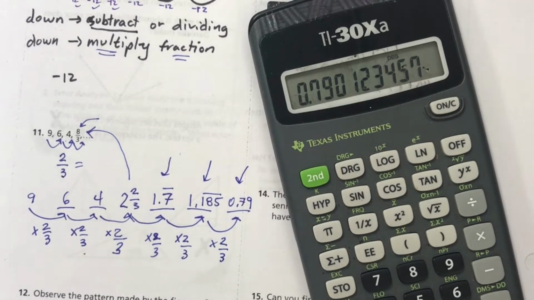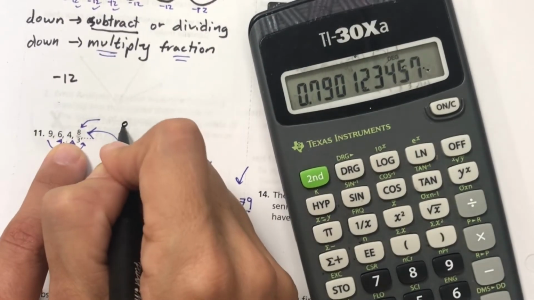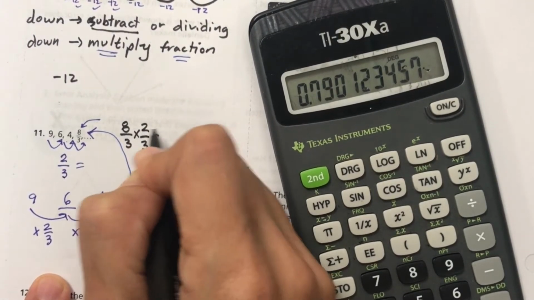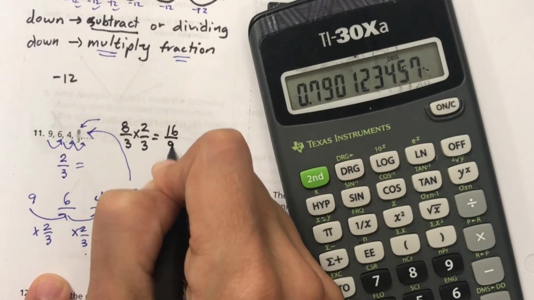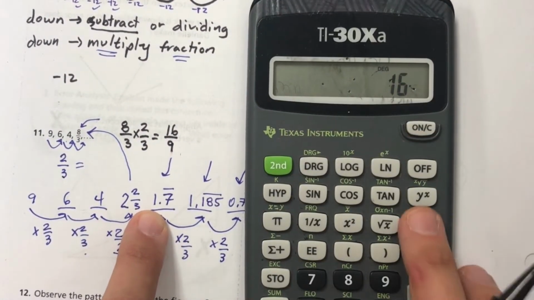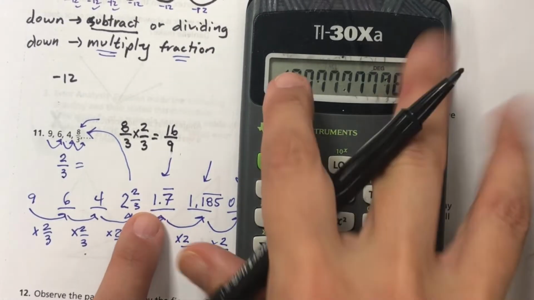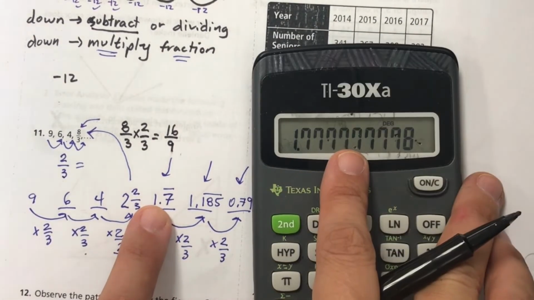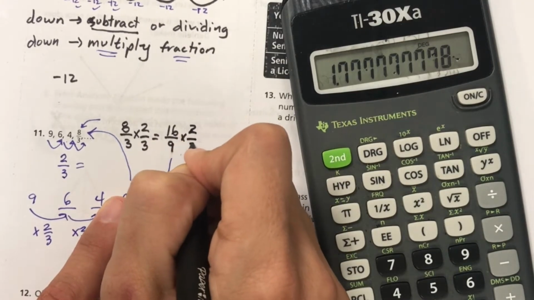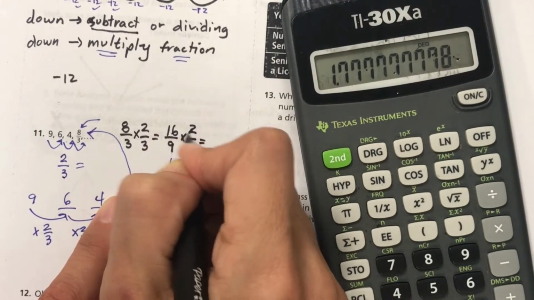If you wanted to keep them as fractions, notice you could say 8/3 times 2/3 would equal 16/9. I could double check my work. 16 divided by 9, yep, is 1.7 repeating. Okay, I could keep it as a fraction. Once again, I'm going to multiply by 2/3.